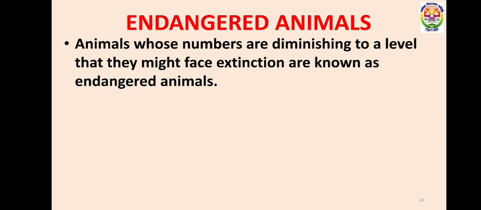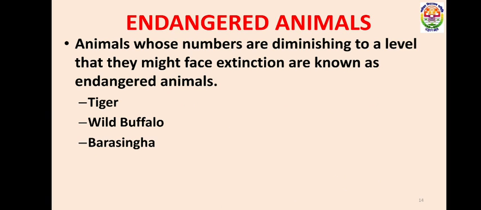Similarly, we have another category of species called endangered species or endangered animals. Endangered means these animals are under threat to vanish from the earth. Vanish means they are going to become extinct from the earth. Their number on this earth is reduced. So animals whose numbers are diminishing, diminishing means going down to a level that they might face extinction, are known as endangered animals. Endangered means day by day their number is going down.